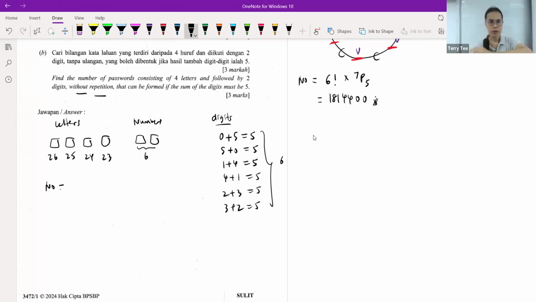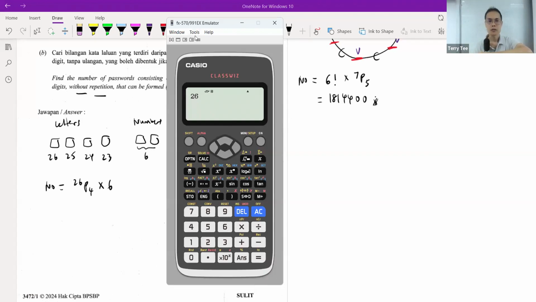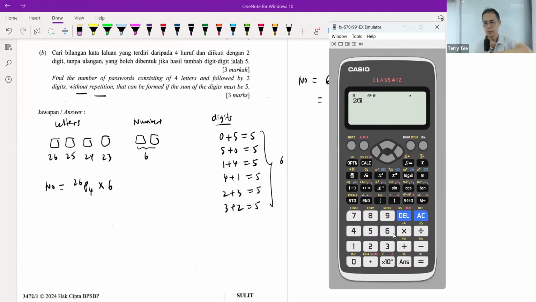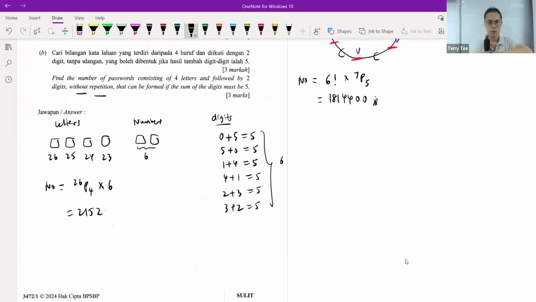So the number of ways to arrange the password will be, now you can write 26 times 25 times 24 times 23. I think it's easier to use 26 arrange 4, then you multiply by 6. Why multiply by 6? Because there's 6 options to arrange a digit such that the sum of the digits is 5. Okay, so let's use our calculator and count 26 arrange 4 times 6. My answer is 2152800.